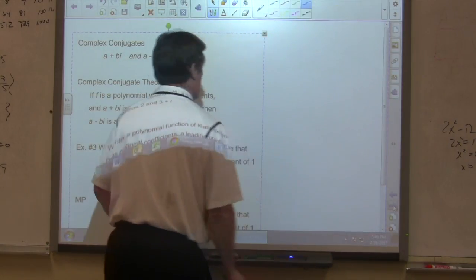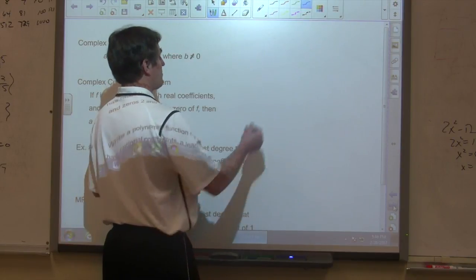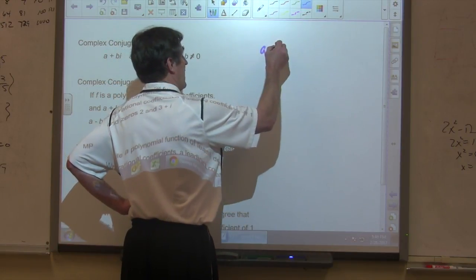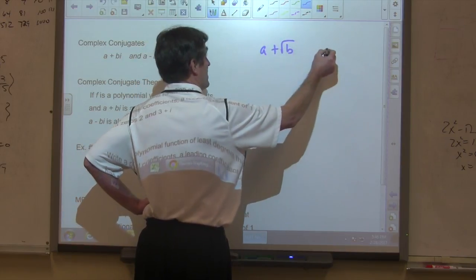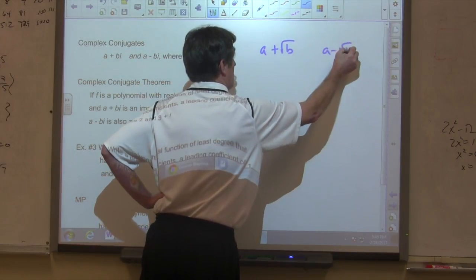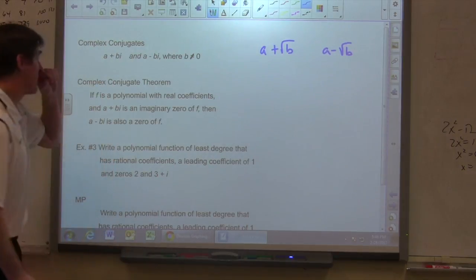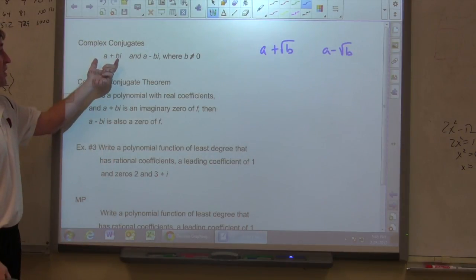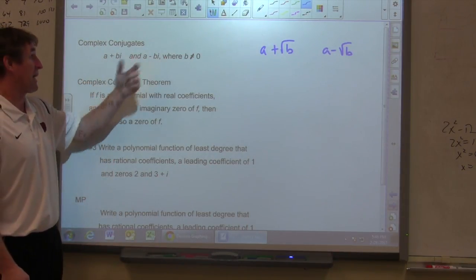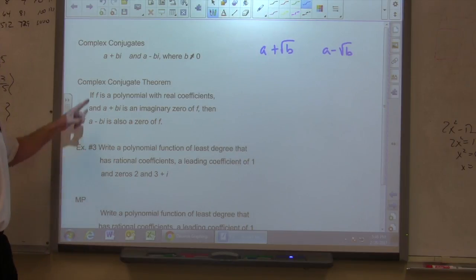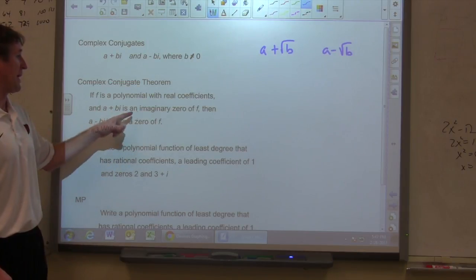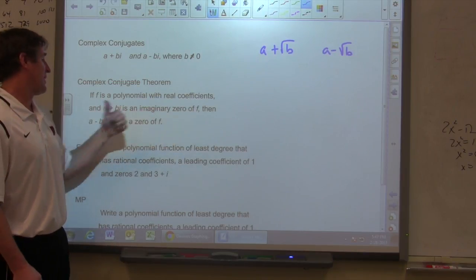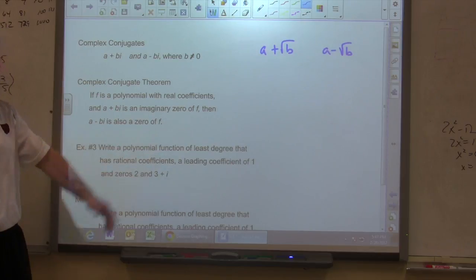So just like before when we talked about when you have a plus the square root of b, you have its conjugate a minus the square root of b. Well, the same thing happens with imaginary numbers. Remember, the conjugate of a plus bi is a minus bi. The complex conjugate theorem says if f is a polynomial with real coefficients and a plus bi is an imaginary zero of f, then a minus bi is also a zero of f.